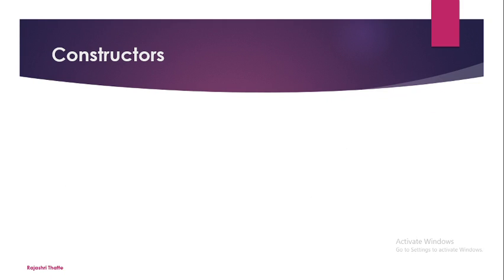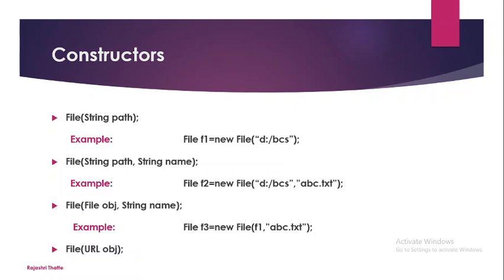Okay. As it is a built-in class, here are some constructors available. Just look at the constructors. The first constructor: File. I hope everyone remembers that a constructor is nothing but a special type of function whose name is the same as the name of the class. So this is File, and in that I have one parameter, String path. This is the first constructor.